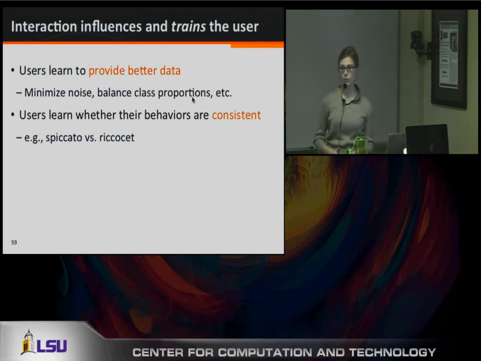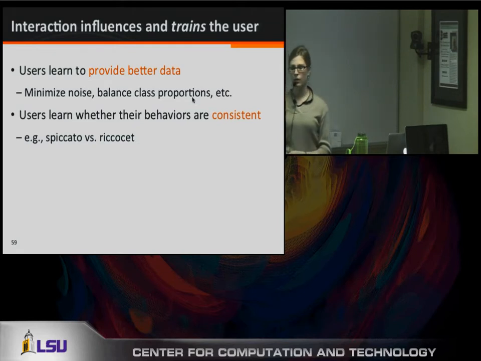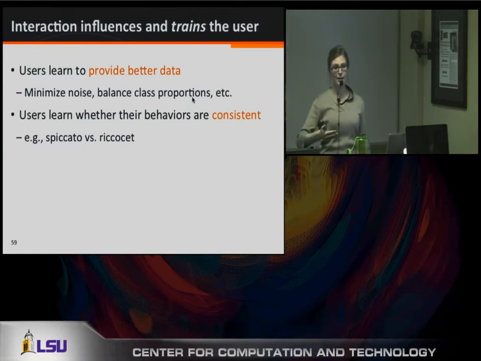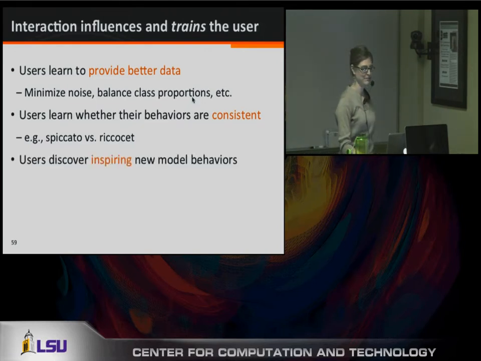People learned whether their behaviors were consistent. So Meg, for example, was having a really hard time creating a classifier that discriminated between spiccato and ricochet. It was always confusing them. So we tried different classifiers, we tried different features, didn't work. Finally, she realized, wow, my spiccato is actually too much like my ricochet. I need to change where my elbow is. She improved her technique, and then instantly we were able to build a classifier that actually worked. So this is really useful information.